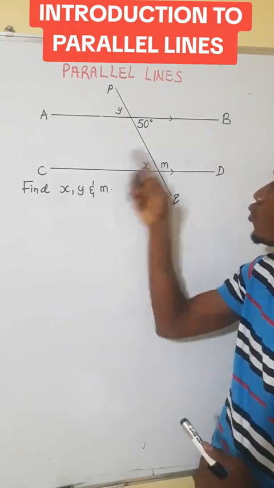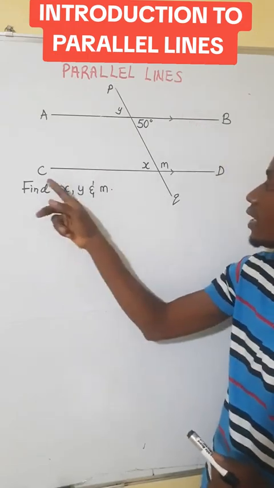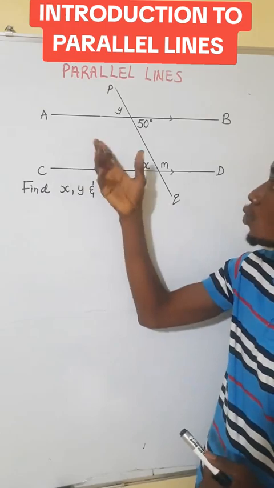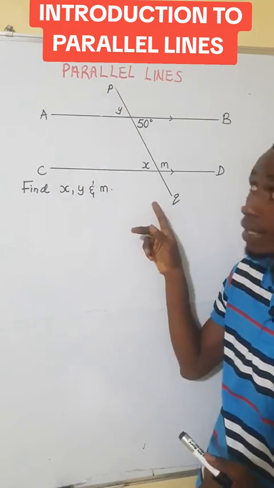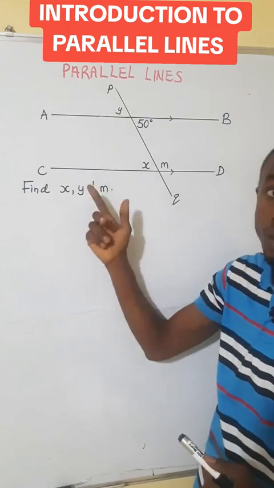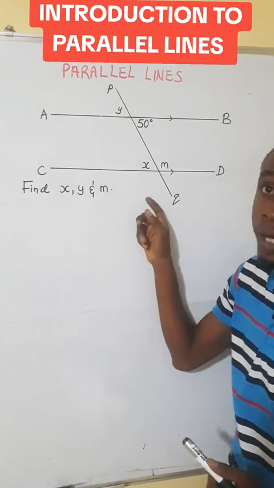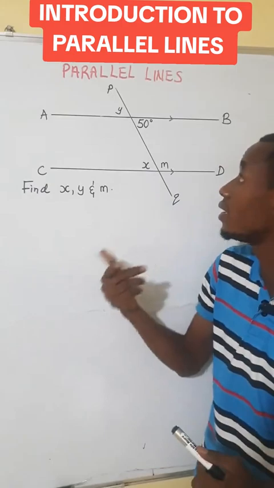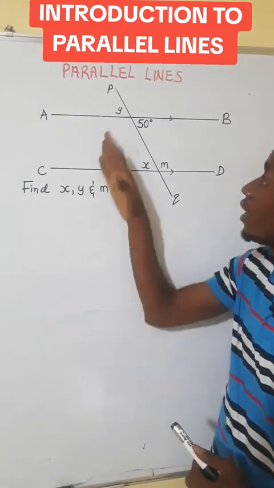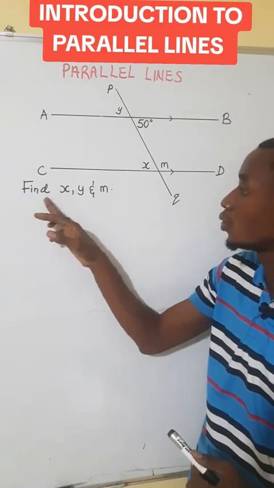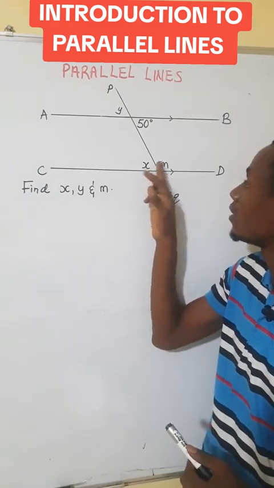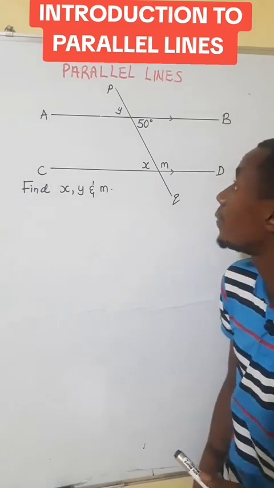So if I have these two parallel lines, line AB and line CD, and these two lines are divided by this transversal line, the name of the transversal line according to this problem is PQ, right? We are going to get a lot of angles here, okay? And from this diagram, we are asked to find the values of X, Y, and M. That is the unknown letters. Now, how do we go about it?